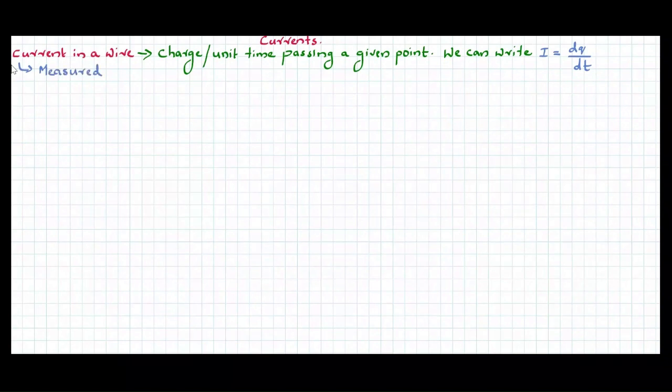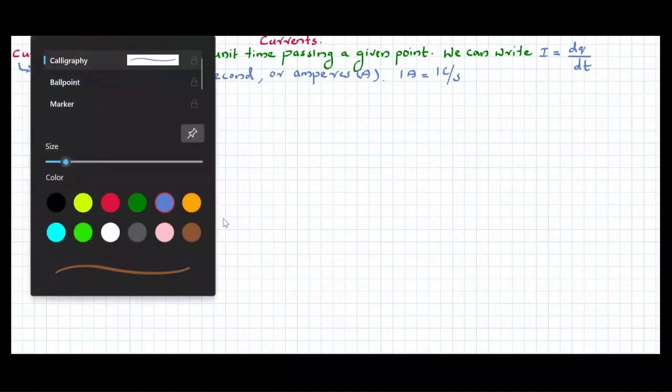Now, what is the unit of current? Current is measured in coulomb per second, or ampere. One ampere is nothing but 1 coulomb per second.